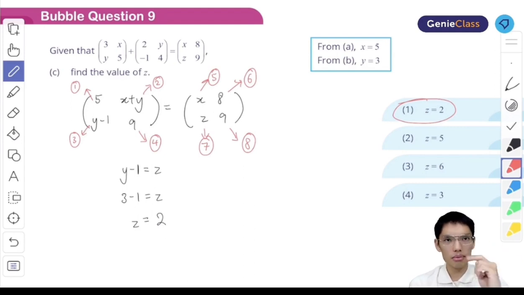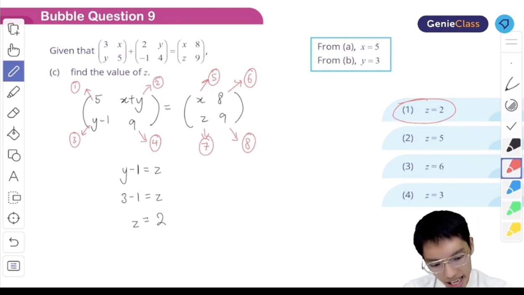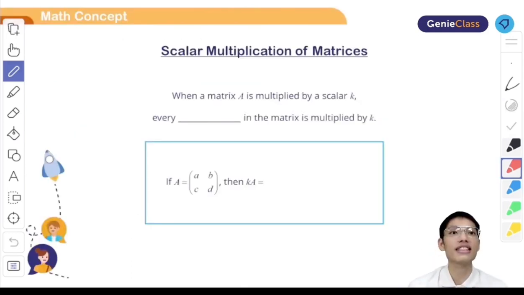Now, there is just one more concept we have to learn, and that involves scalar multiplication of matrices. Then you may wonder, what does it mean to be a scalar? What is scalar multiplication? Isn't it just multiplication of matrices? Are there different kinds of multiplication? In fact, in matrices, yes, there are different kinds of multiplication involved.